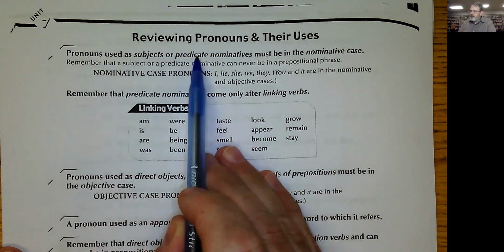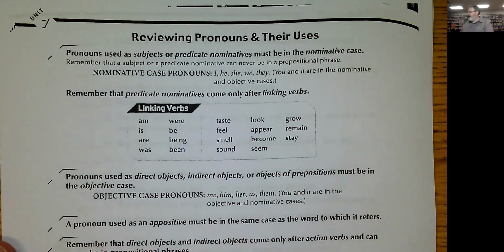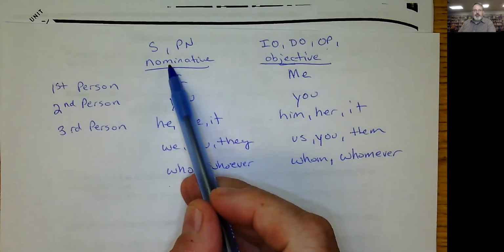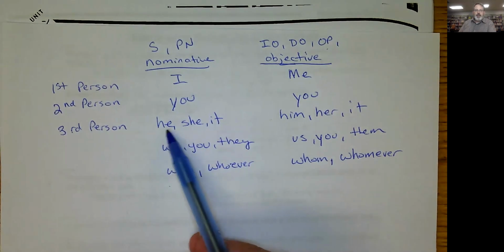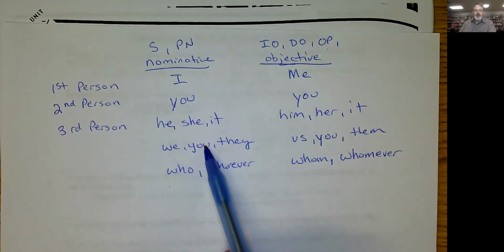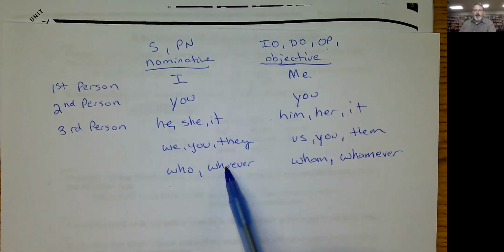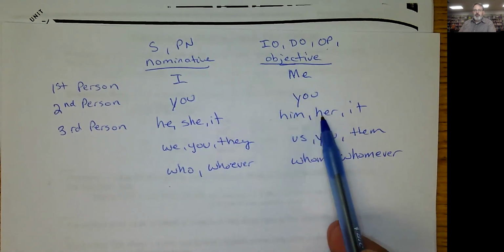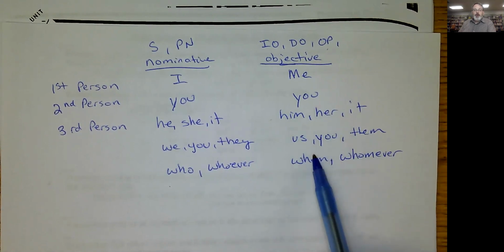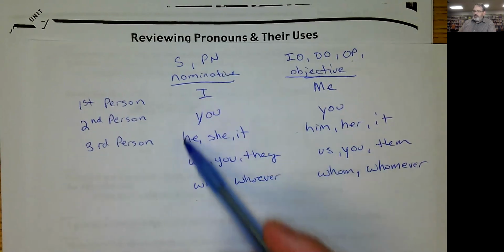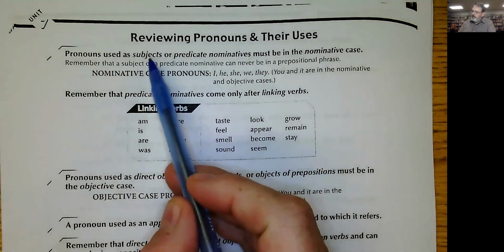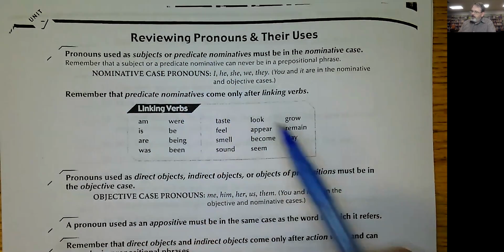Pronouns used as subjects or predicate nominatives must be nominative case. You recall, our nominative case pronouns are I, you, he, she, it, we, you, and they, who, whoever. Our objective case pronouns are me, you, him, her, it, us, you, them, whom, whomever. Okay, so the nominative case list contains the ones that can be used as subjects or predicate nominatives.